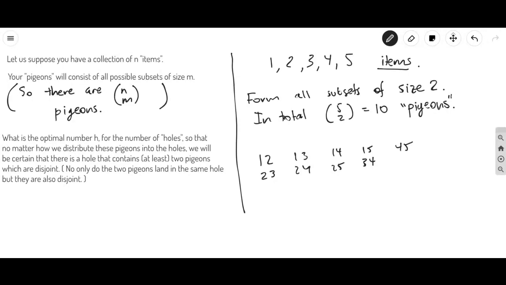And I'm missing one. So let's see, 1, 2, 1, 3, 1, 4, 1, 5, 2, 3, 2, 4, 2, 5. Oh, I forgot 3, 5. Yeah, there's a 3, 5. And then there's a 4, 5. So there's a total of 10 of them.